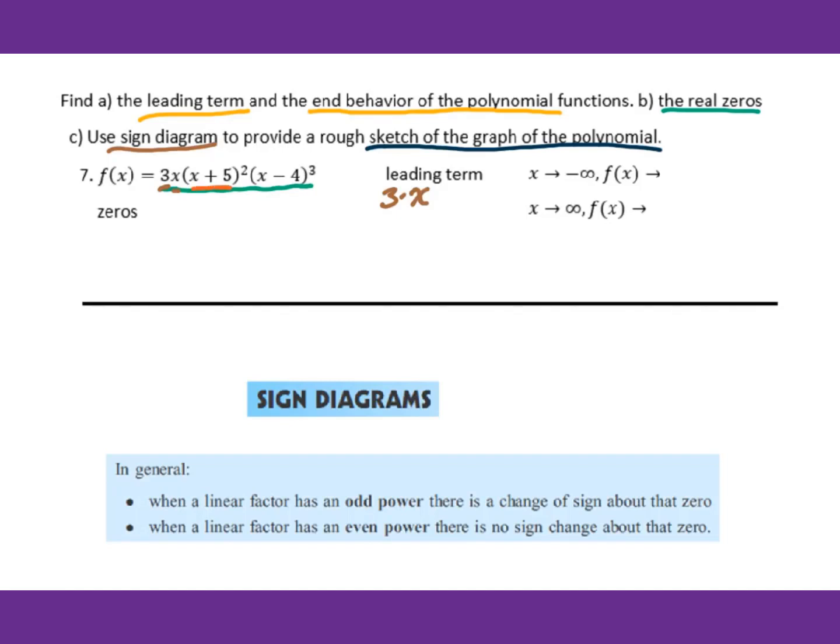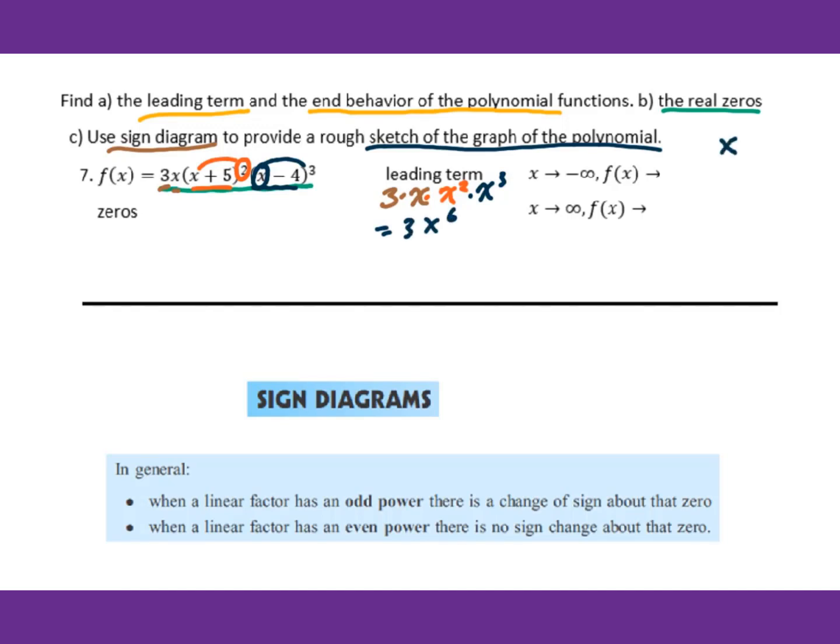X plus 5 is a factor, but this is to the 2nd power. That's why we got the x squared. Then x minus 4 is a factor. This is a leading term. You have to do 3rd power. So multiply by x to the 3rd power. Therefore, we got 3x to the 6th power.